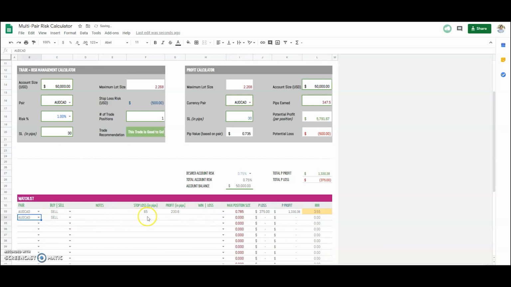So AUDCAD sell, let's say we got 30 pips on that second position. We put in a tighter stop loss, and we're going to 347.5 pips. So my total account loss is 1.5%. I'm risking 1.5% to make $5,674.13. And this is $24 a pip. I'm pretty confident in AUDCAD this week. Like, this makes sense to me, right?